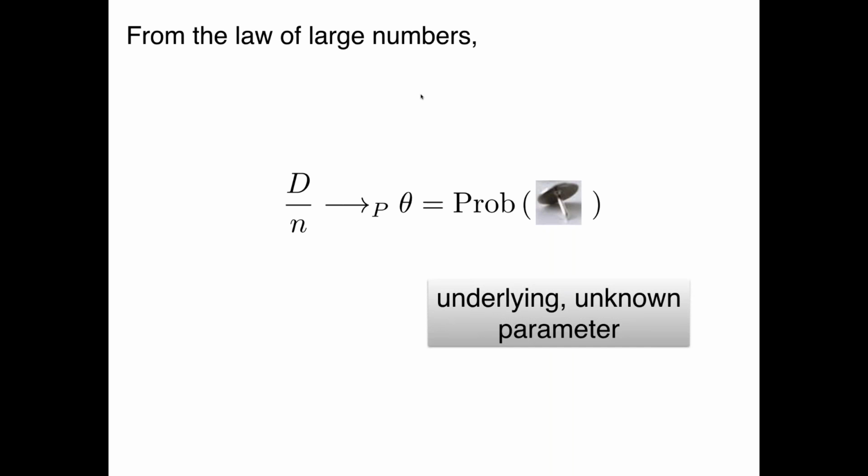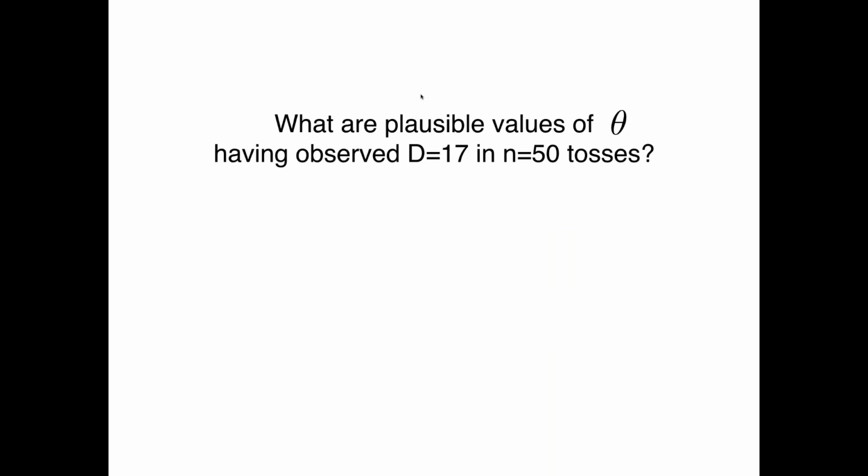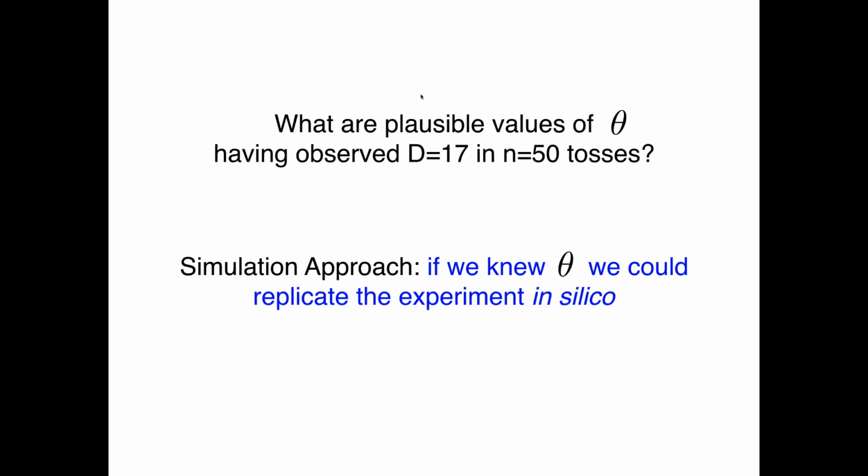So we could, of course, estimate that unknown theta with 17 out of 50, 34%, but at issue really, in our focus, are more general inference questions, such as, what are plausible values of that parameter, having observed 17 points down in 50 tosses? And rather than go through the math of it, I just wanted to answer this question as a Bayesian would, but through a simulation.